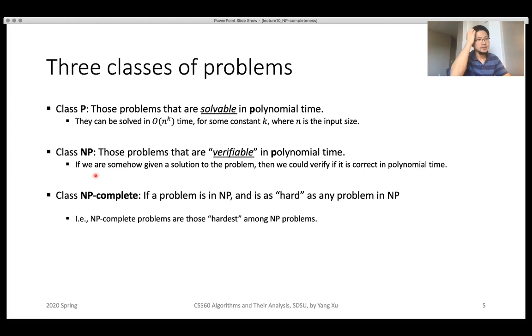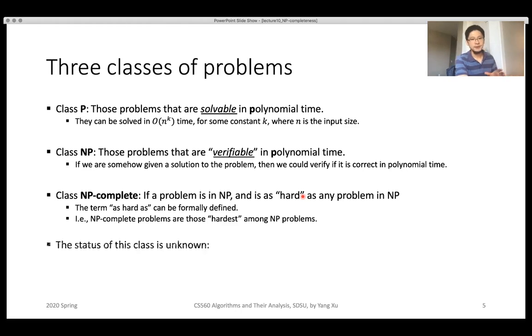And the third type is called NP-complete. If a problem belongs to NP, meaning it is verifiable in polynomial time, and it is as hard as any problem in NP, so it is the hardest among all the NP problems, then we call it NP-complete. How hard it is can be formally, mathematically defined. We can think of NP-complete as one of the hardest problems in class NP. So the status of NP-complete is unknown.